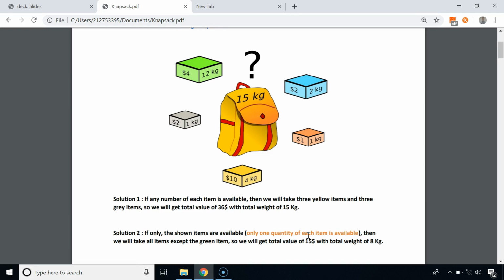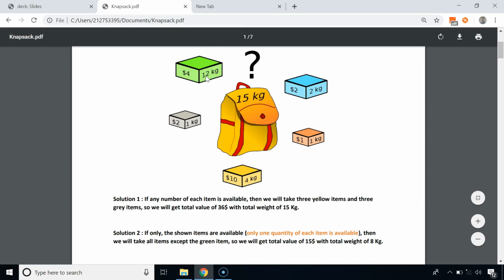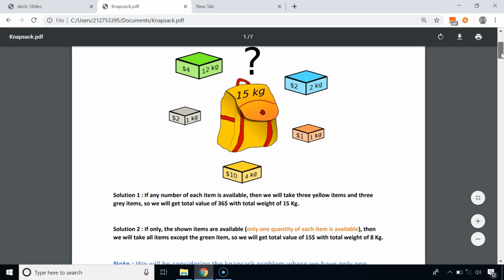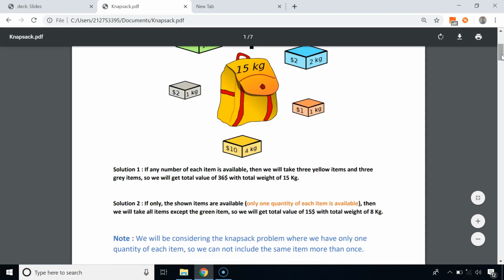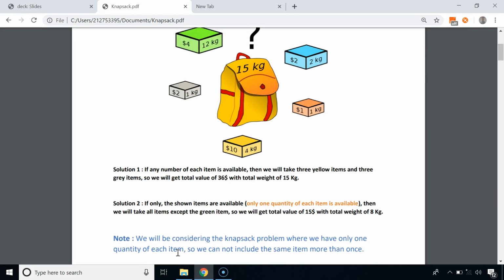But if we have only one quantity of each item available to us, then we will take all items except this green item. So in that case, we will get a total value of $15 with a total weight of 8 kg. Now we will be considering the knapsack problem where we have only one quantity of each item. So we cannot include the same item more than once. So we will be considering the second case.